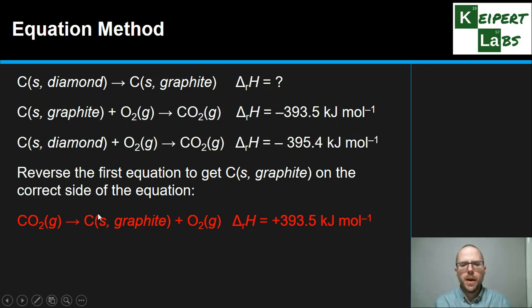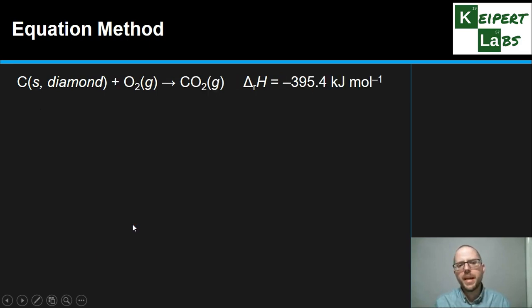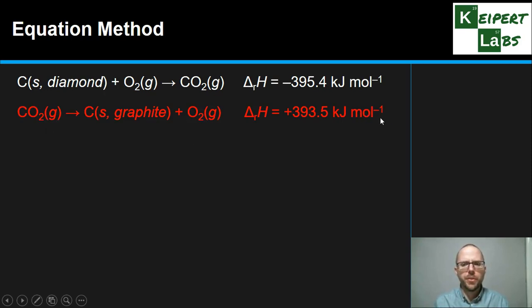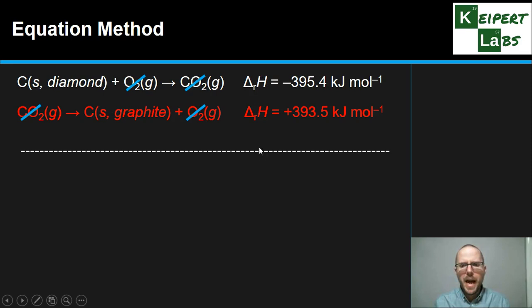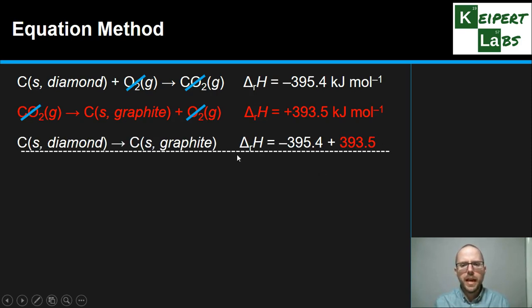What that now means is that we have an equation that we can add. So we have our original diamond equation, we have this reversed equation in red, and now we can add our equations together. Our oxygens and our carbon dioxides will cancel, and we add together our delta H values to get our final resulting value, which is minus 1.9 kilojoules per mole. So we reversed an equation so we could add them and cancel out the things that weren't supposed to be there, and then we added together our delta H values. But just remember to be careful to change the sign if you reverse the equation.